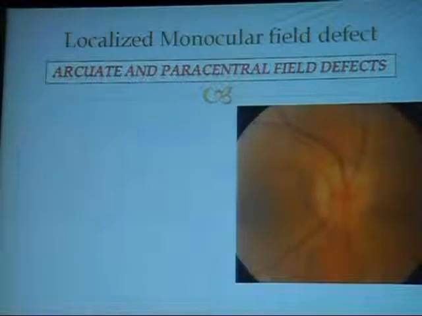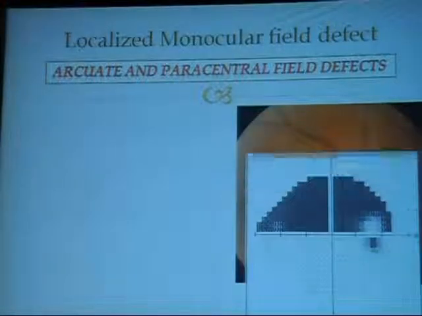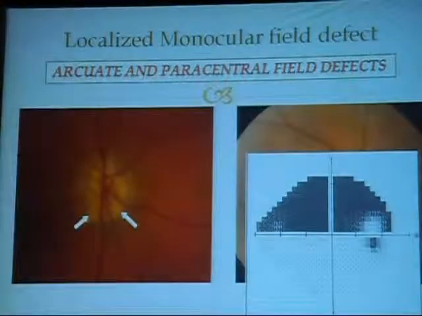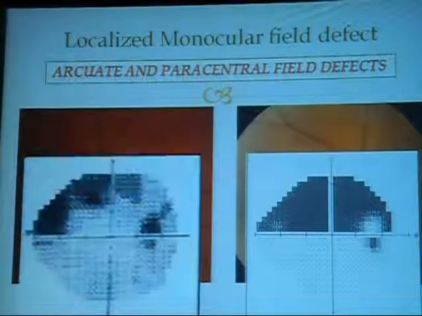But we also have variations: anterior ischemic optic neuropathy could lead to an altitudinal field defect, not a typical arcuate defect, and optic nerve drusen also leads to compression of the nerve axons and leads to arcuate defects.